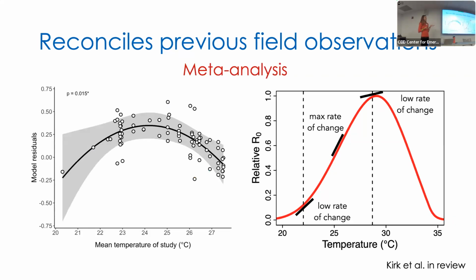And what we found in this meta-analysis was support for that prediction. The highest correlation between temperature and transmission in these studies was around 24, 25 degrees Celsius. And the effects of temperature on transmission declined to zero or even negative at both low and high temperatures.